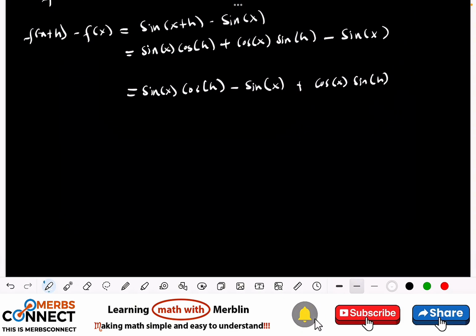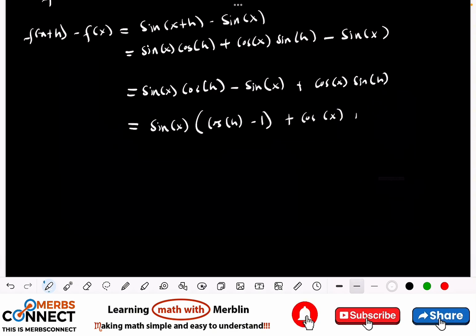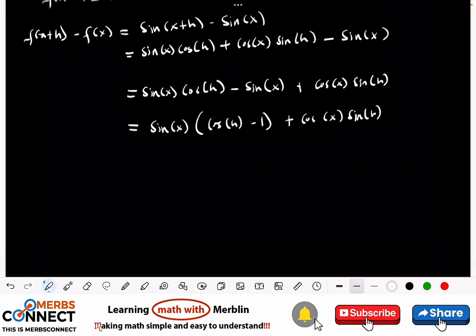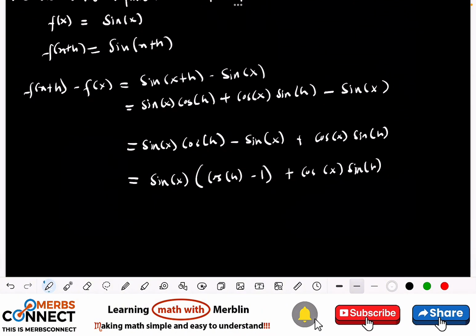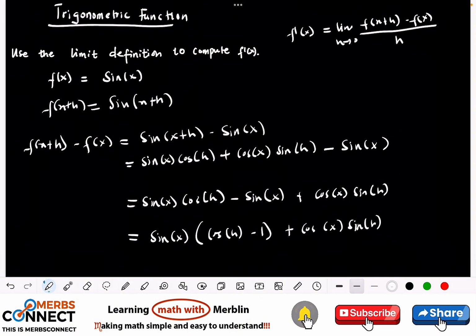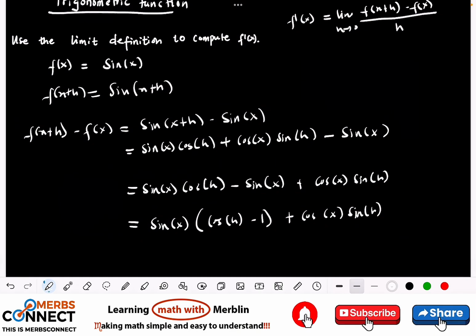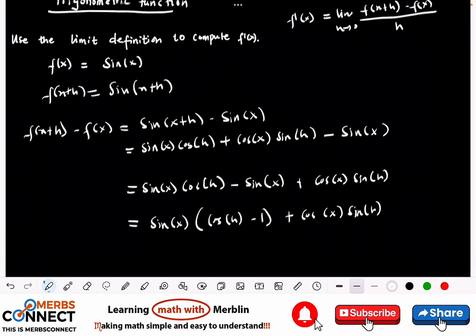Now let's look at something here. I can factor sine x out. So I'm going to have sine x, then here we'll be left with cos h minus 1, plus now sine h cos x. So this is what I'm going to get. Yes. So at the end of the simplification, this is what I had. So I'm going to place this one inside the limit there. Then we use the limit properties to work out this.